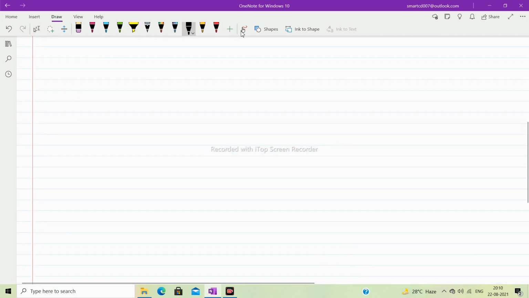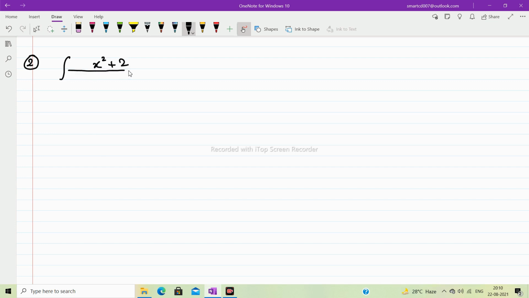Let's start off with the second question for today. So let's say the question is this now. We have the integration of (x square plus 2) upon (x minus 1)(x plus 2)(x plus 3).